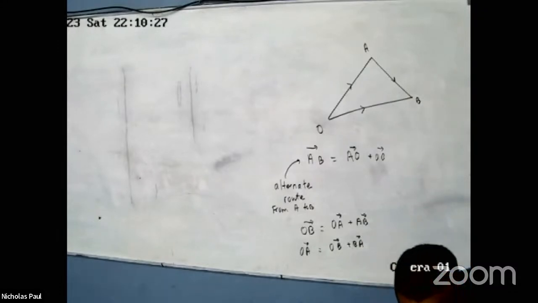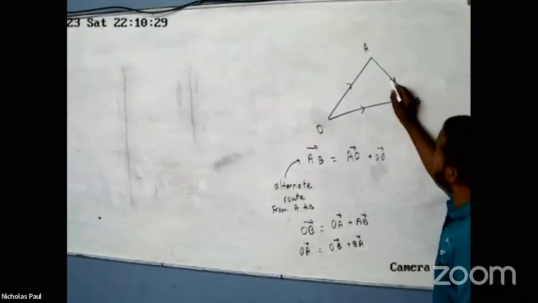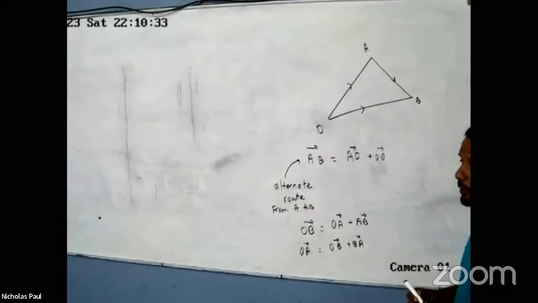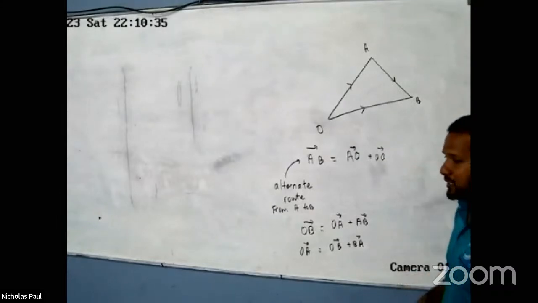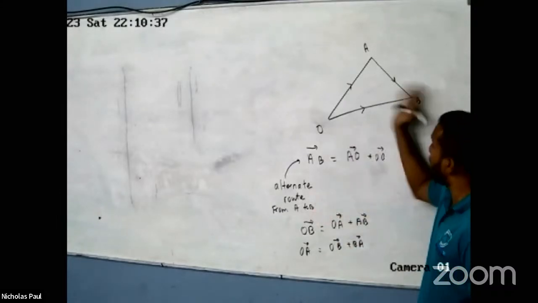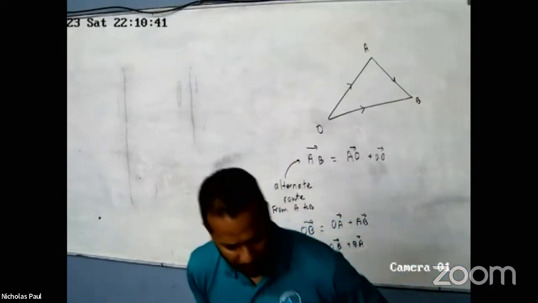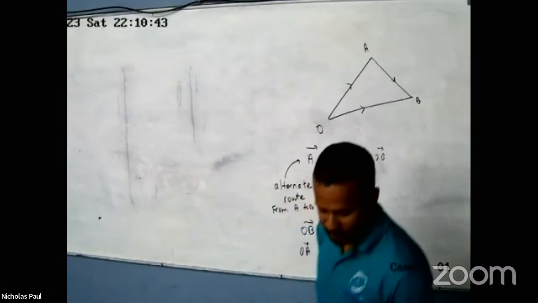All they will do to your diagrams now is add little points, the midpoint and so on. Copy this down. So these are the displacement vectors. You find the alternate routes along a triangle. As I told some people before, it's not always a triangle.